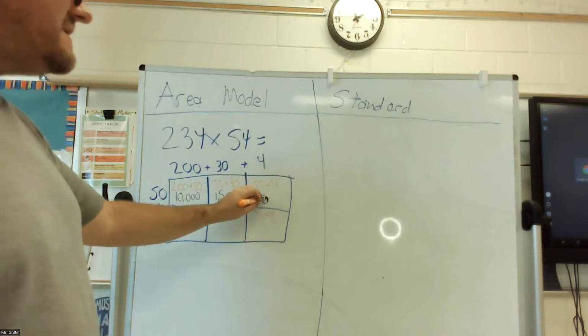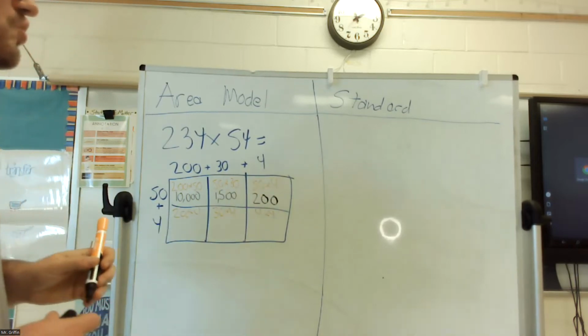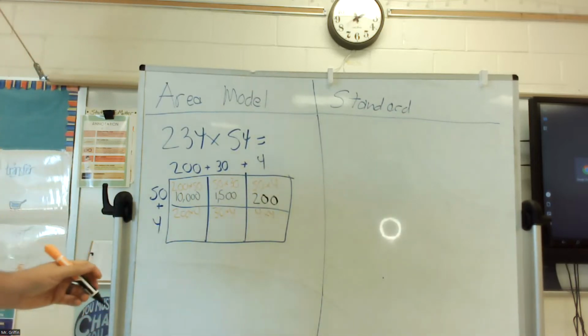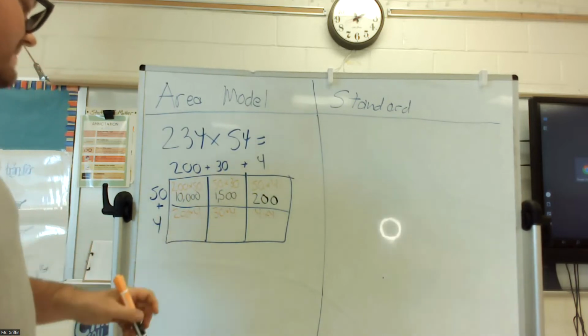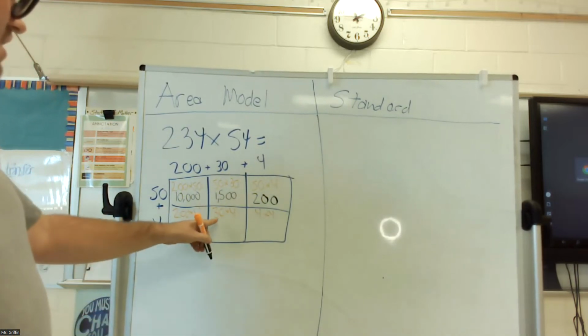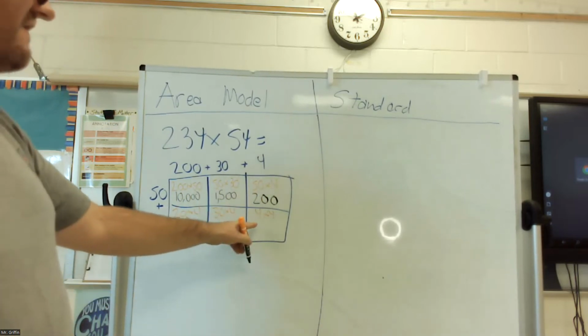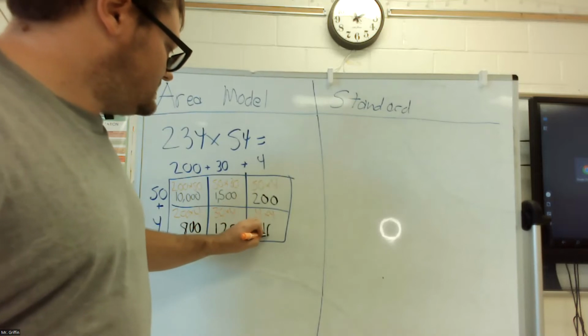But don't just stop because I got the 0 down. That's just for 5 times 4. I have to make it 200. So now I have 200 times 4. That is 800. 30 times 4 is 120. 4 times 4 is 16.